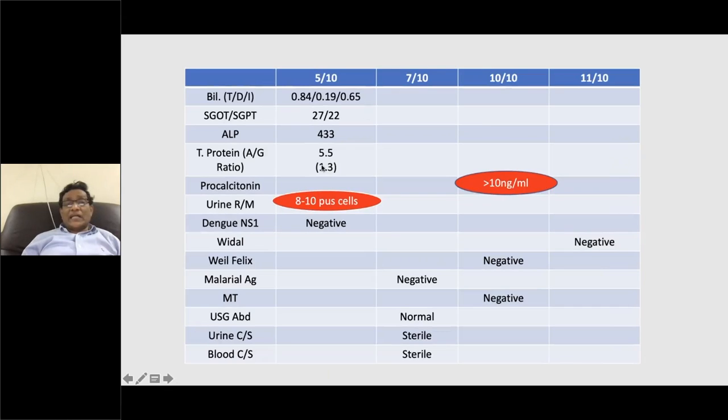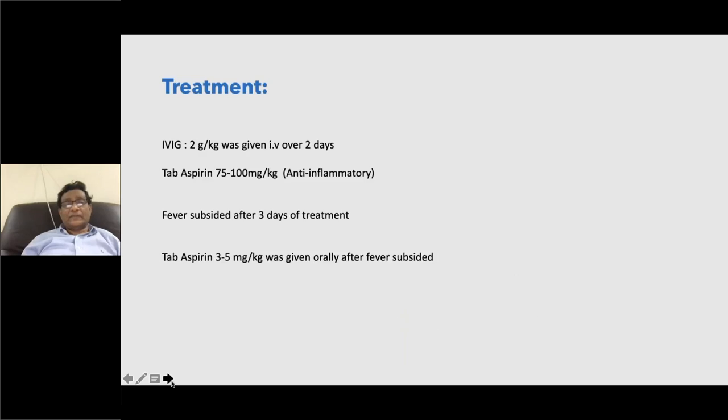Other laboratory parameters like urine routine and SGOT levels, and the albumin globulin ratio will be reduced. All this is suggestive of Kawasaki disease.